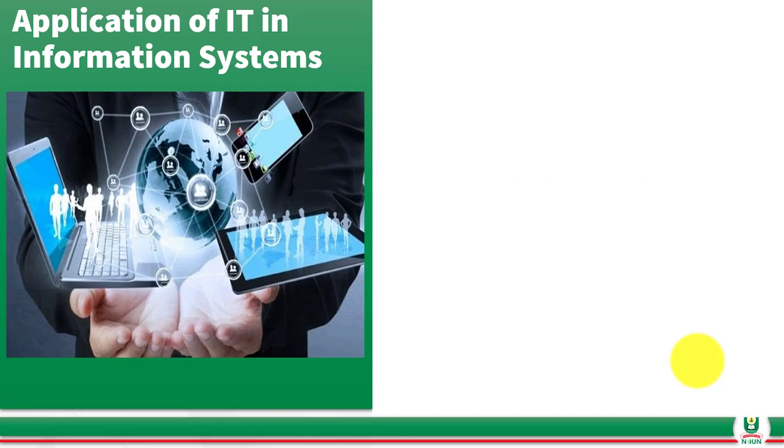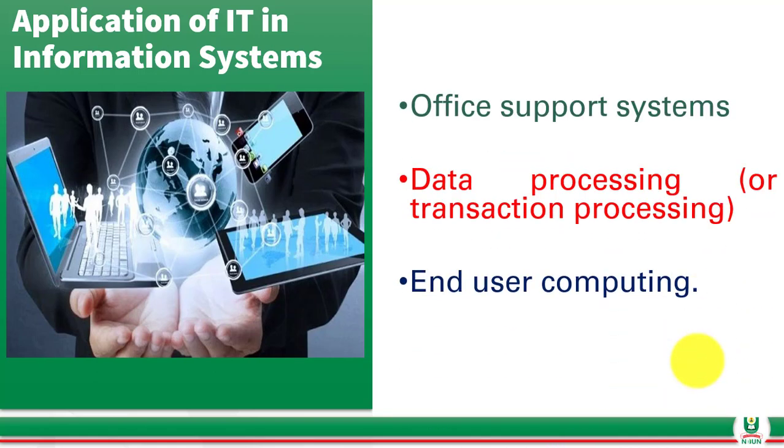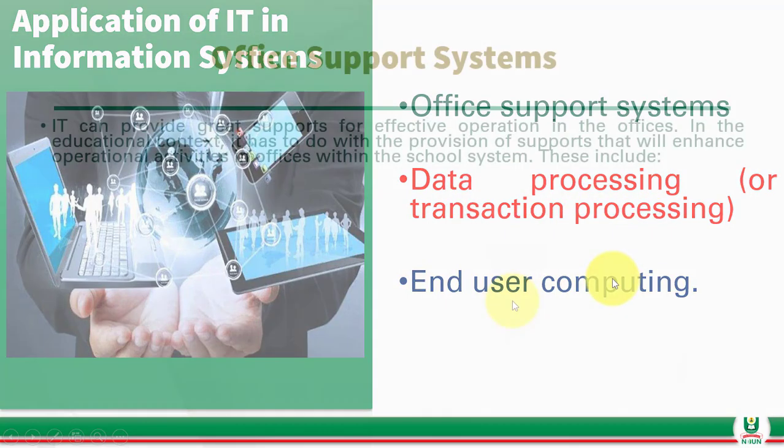All right, let's examine the applications of IT in information system, because the essence of using information technology is to support management information system. So we need to look at the application. How do we apply IT in information system? There are 3 kinds of support that IT can give to management information system, and these are listed here: office support systems, data processing support, and end user computing.